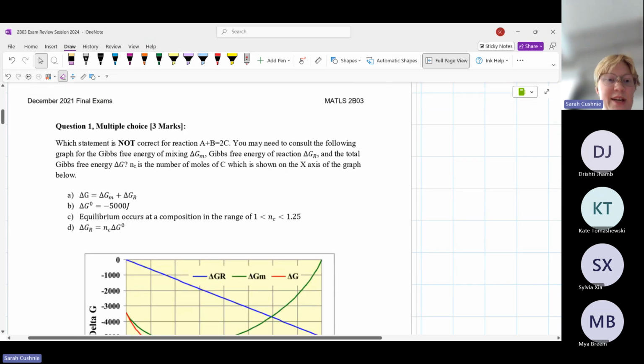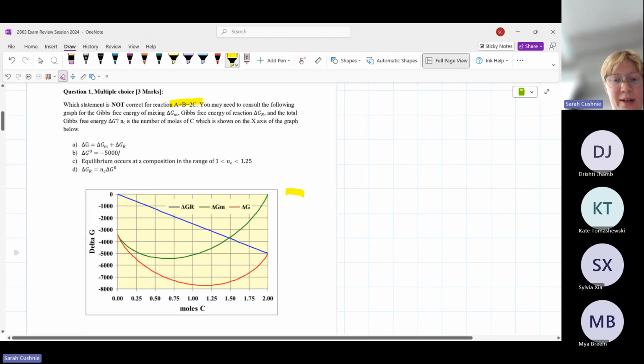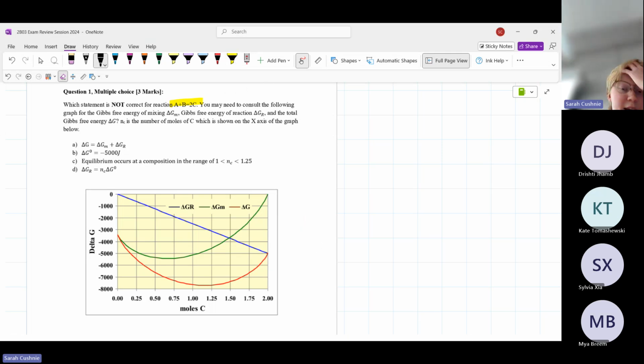So the first is a multiple choice question. Here we're talking about a reaction A plus B is equal to 2C. And we're given this little diagram of what's going on. And we want to see which is not correct. So the first thing that we want to do is understand the graph that we're looking at and what all of the different symbols mean.